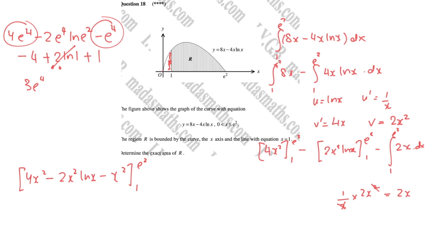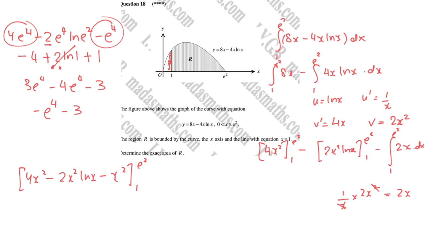So what is ln e squared, guys? 2, exactly. So 2 multiplies with the 2 over here, so it becomes minus 4e to the 4. And then you have minus 4 plus 1, which is minus 3. And so your answer would be minus e to the 4 minus 3, which is really odd. I have done something wrong.